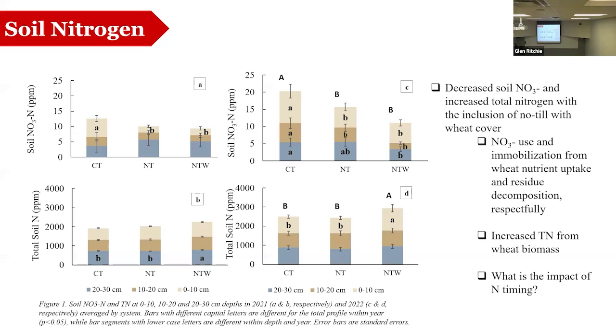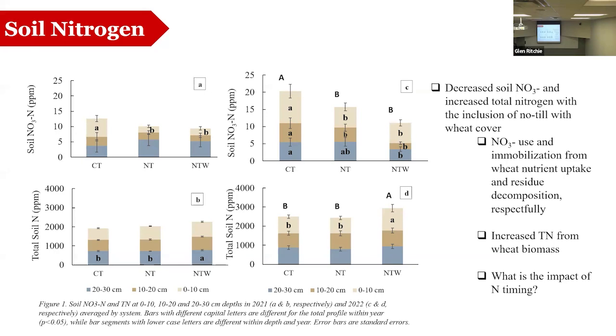However, if we look at total nitrogen, really just focusing on 2022, we see that our no-till wheat system has a lot more total nitrogen, and that's just going to be because we have input of wheat biomass, and that's going to be a source of organic nitrogen, and that's going to increase our total profile nitrogen.